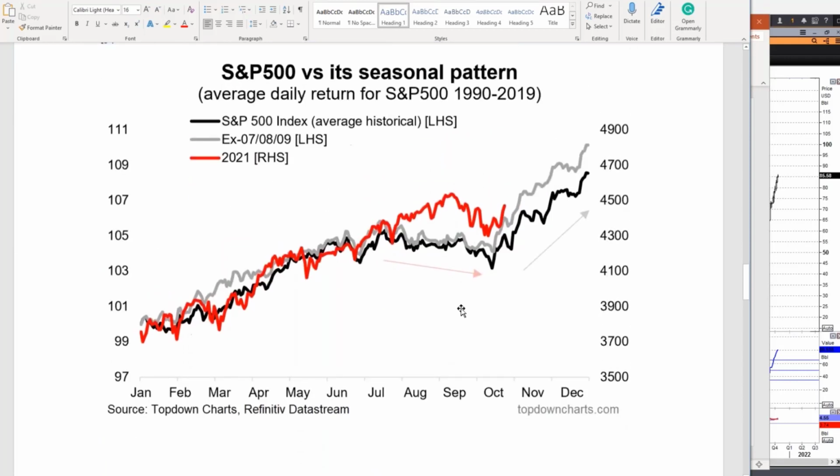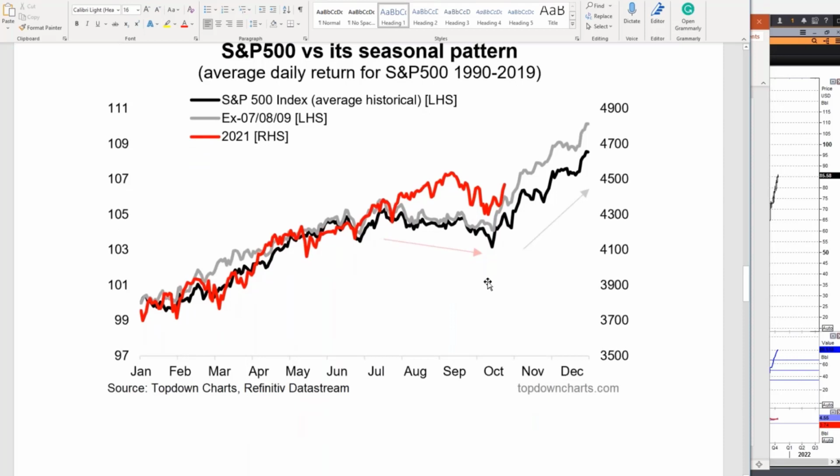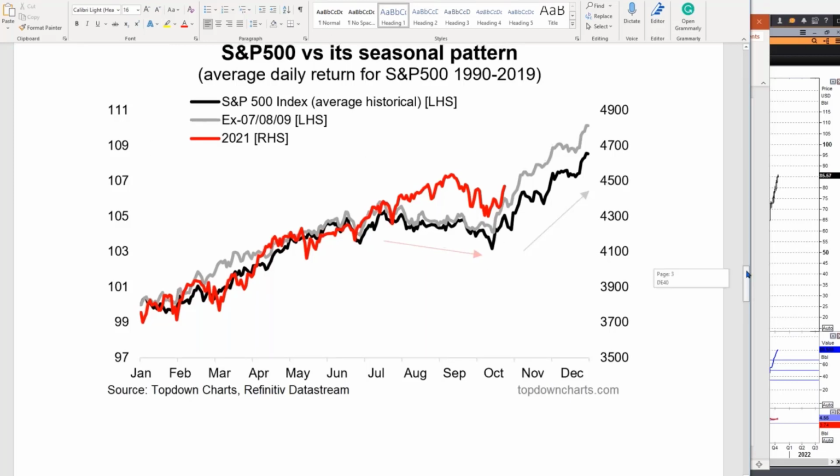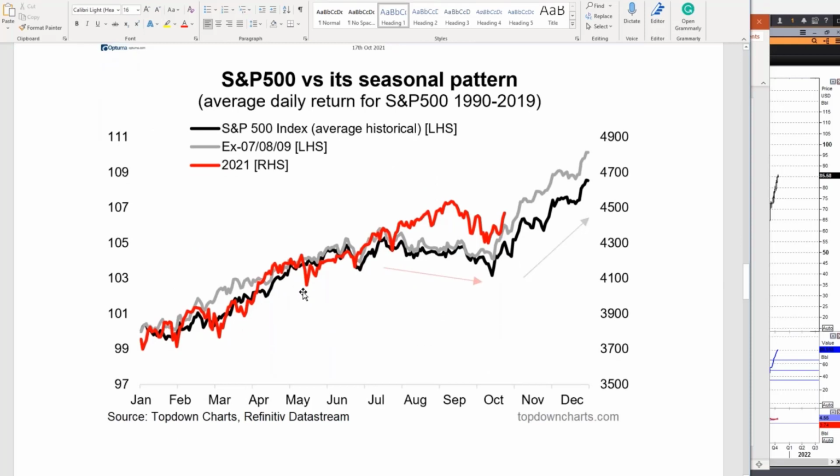So I want to come back to this seasonal question that we've been talking about, and I can't believe how this is playing out to its script, that we talked about here. So even I'm shocked. Just to remind people that haven't seen this before, we've been following this description of the behavior of the market. The red line is the S&P so far this year. The black line is the S&P average since 1990 to 2019, all those completed years.